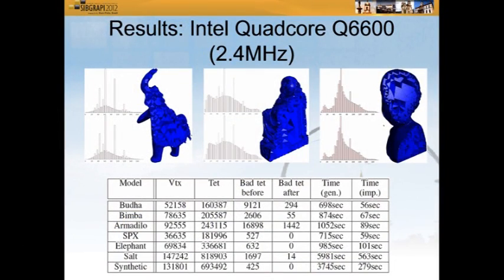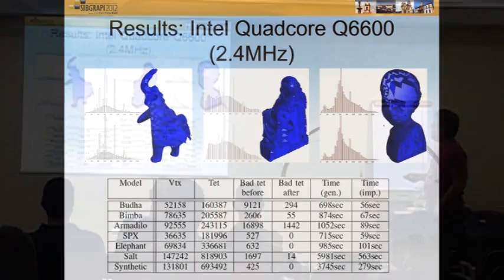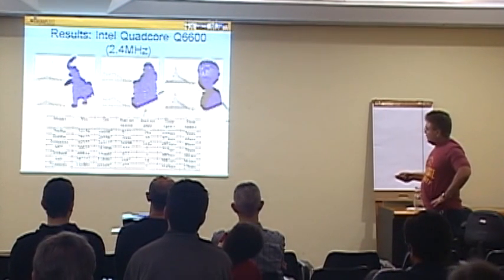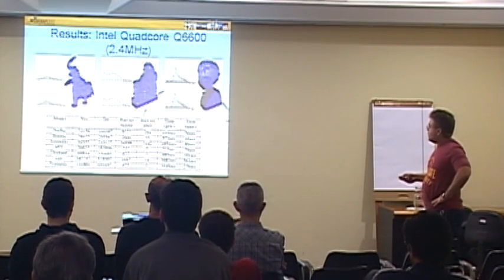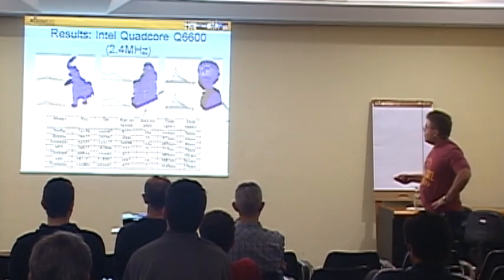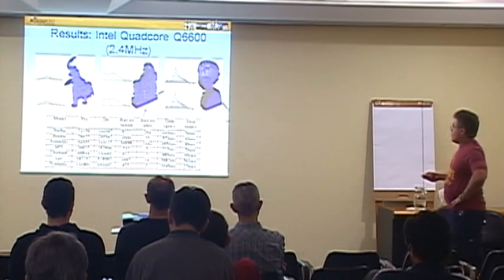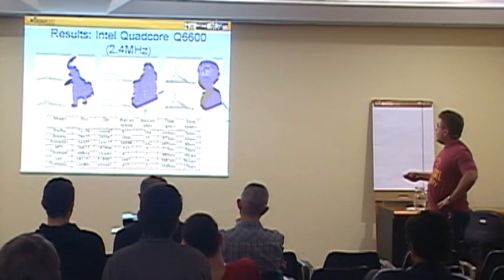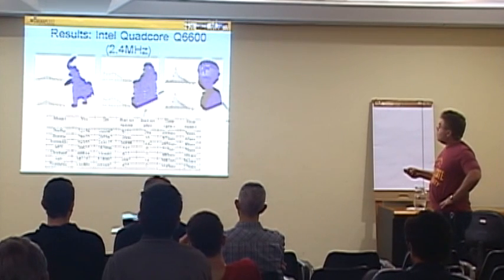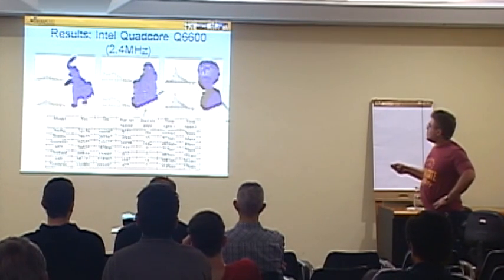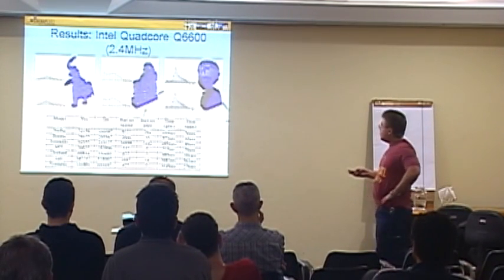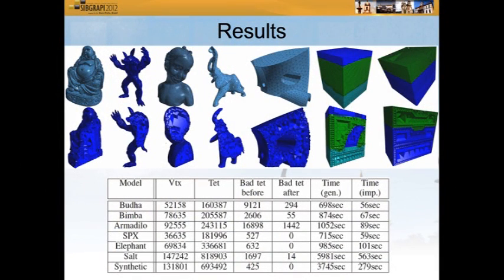Here we have some results we obtained using this methodology. We have the model of the elephant, the Buddha, and we have in the columns here the number of vertices, number of tetrahedra, number of bad elements before optimizing the mesh, number of bad elements after the mesh optimization, the time to generate the model, and the time to improve the model. In this case, we use just a quad-core computer with a frequency of 2.4 gigahertz. And here, the same table.